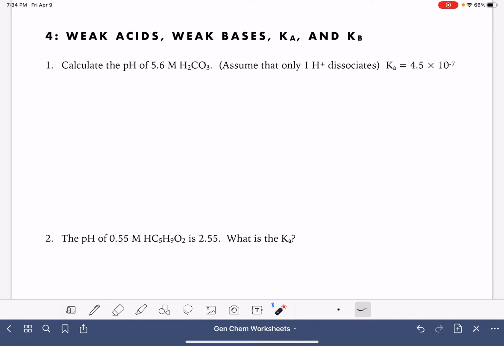On this worksheet, we're going to solve a few different types of problems that involve either a weak acid or a weak base and require us to use the equilibrium constants, Ka or Kb. The first problem is asking us to calculate the pH of a 5.6 molar carbonic acid solution.